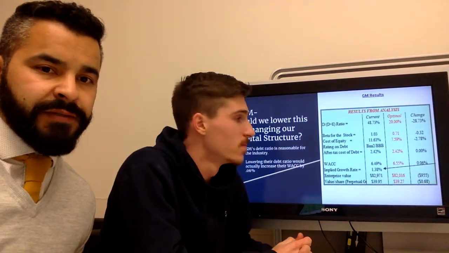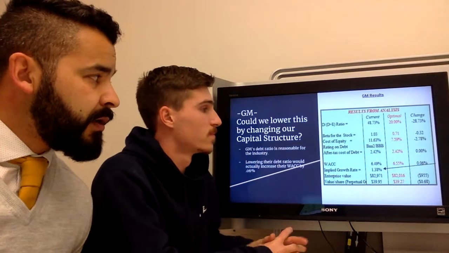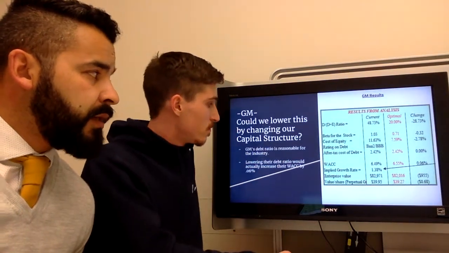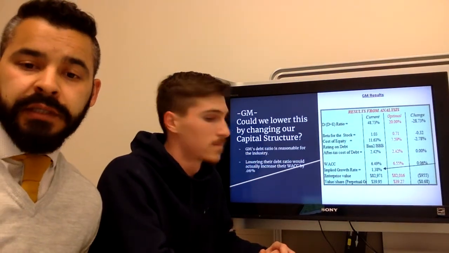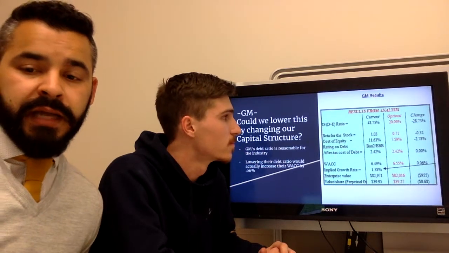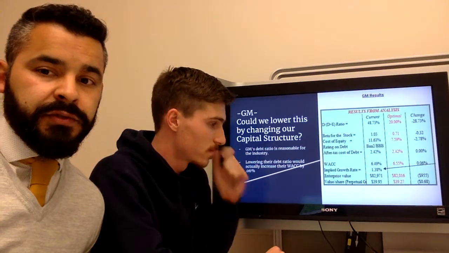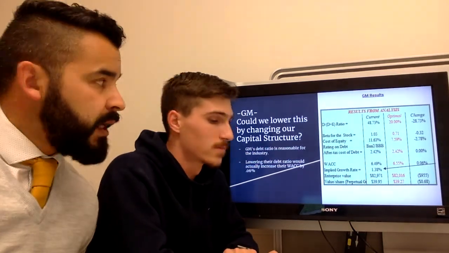And for GM, this actually would not lower anything for us. It would actually increase our costs. Our overall WACC would end up about 0.06% higher. It would actually decrease the value of our enterprise by 955 million. We're going from the current ratio to the supposed optimal at 20%.